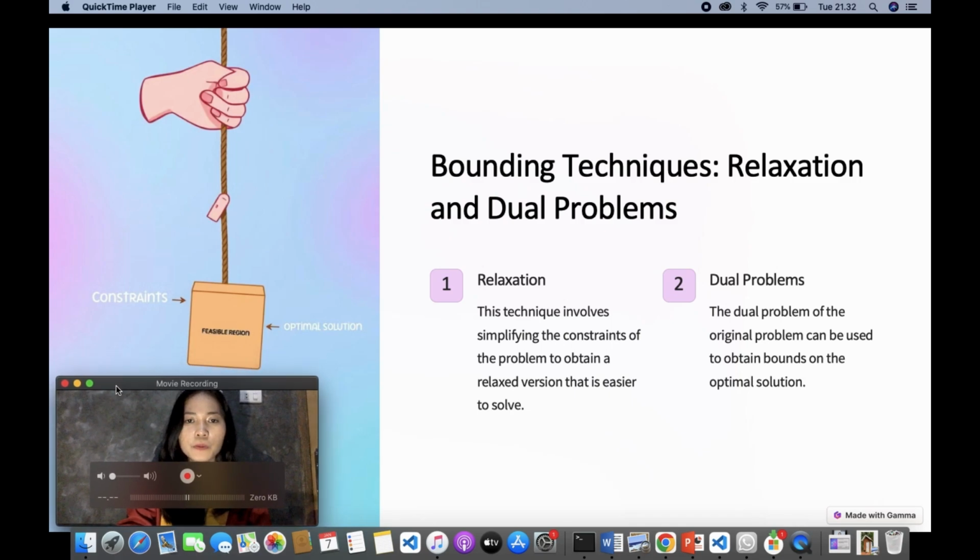Okay, bounding techniques: relaxation and dual problems. In this one, relaxation. This technique involves relaxing the constraints of the problem to obtain a relaxed version that is easier to solve. And dual problems. The dual problem of the original problem can be used to obtain bounds on the optimal solution.